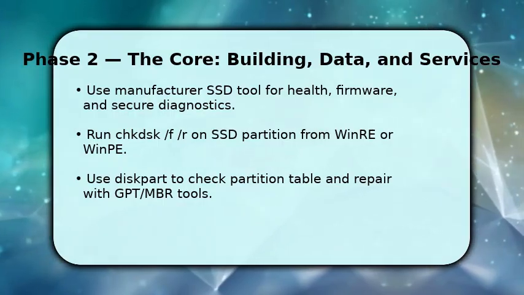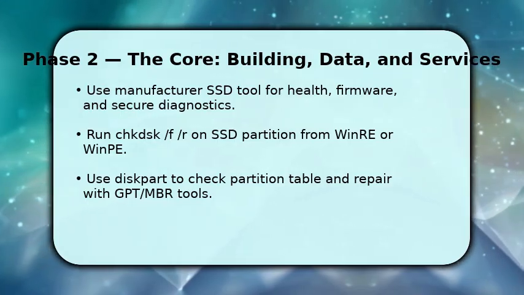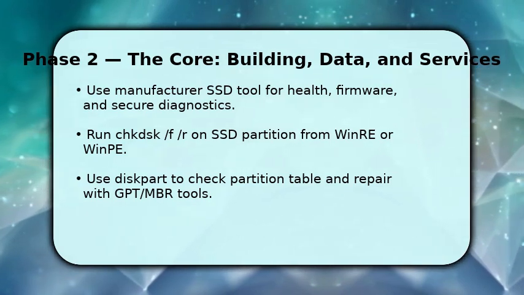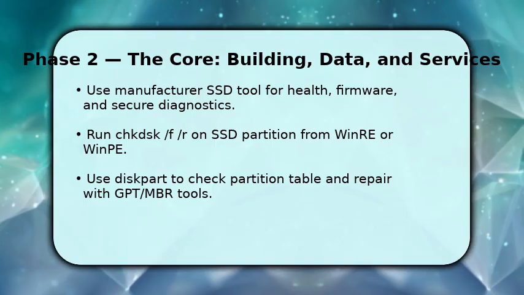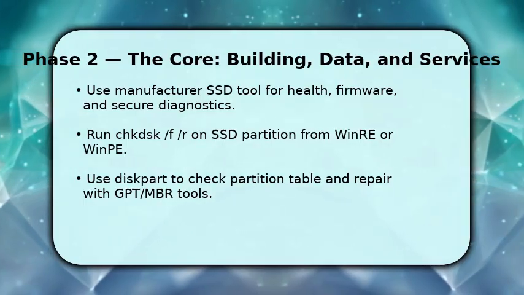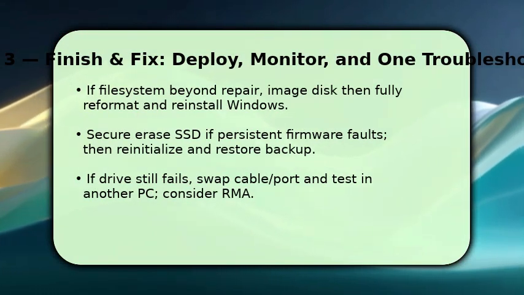After that, open diskpart to inspect the partition table. If GPT is corrupted, use GPT-Gen or Windows repair tools to rewrite the GUID table. These steps address logical corruption while preserving readable data where possible. Finish by verifying the file system and running a full surface test.